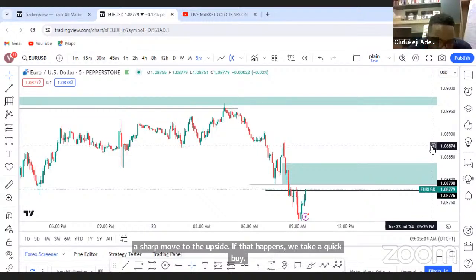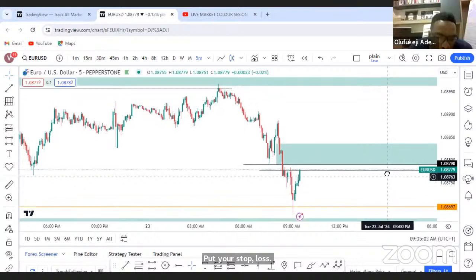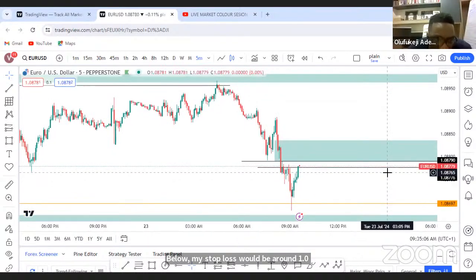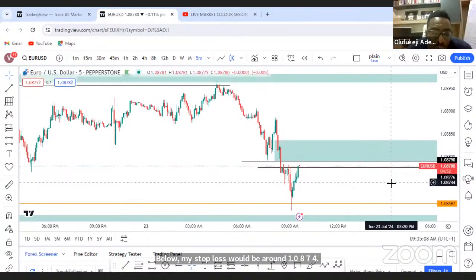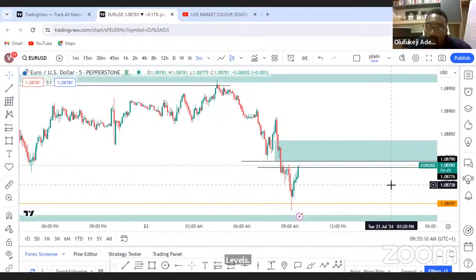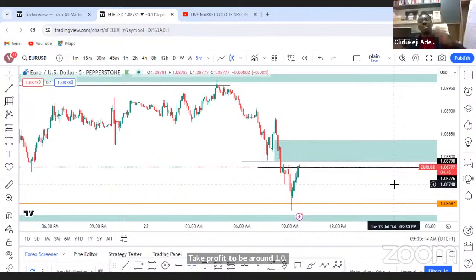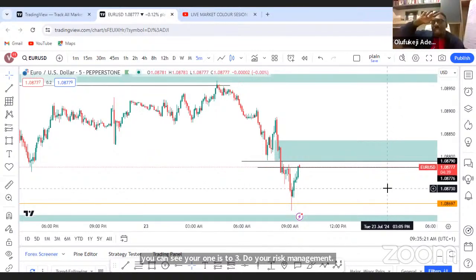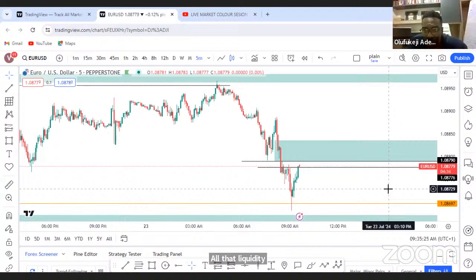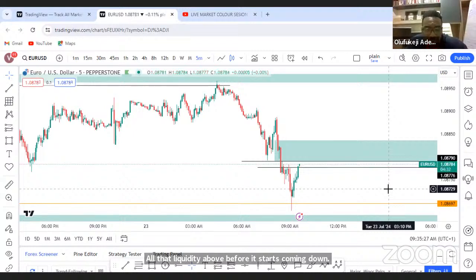My stop loss will be around 1.087473 levels. Take profit to be around 1.0900. Once you can see your 1:3, do your risk management. Price will most likely tap into all that liquidity above before it starts coming down. Is this helpful for anyone, for Adi who asked for Euro USD?